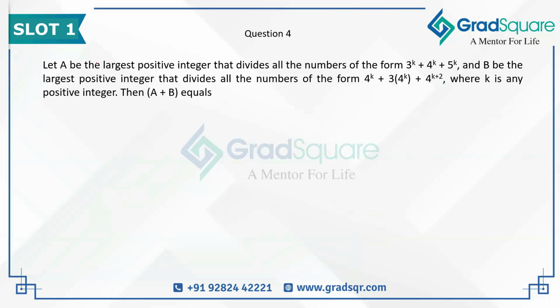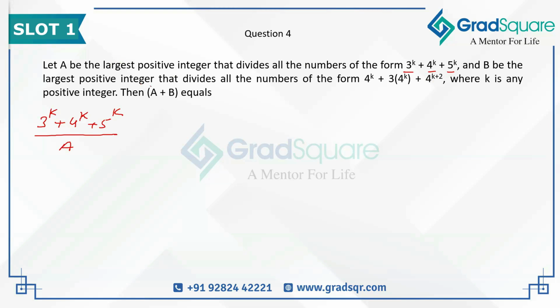Let's look at this one. Let A be the largest positive integer that divides all the numbers of the format 3^k + 4^k + 5^k, the sum of these three numbers. A is a number that divides all the numbers of the format 3^k + 4^k + 5^k. That's what the question is talking about. And A is the largest positive integer that divides all of this.